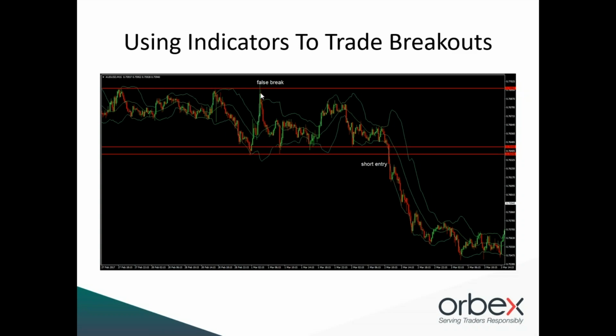Price came up on this candle here, and on the second candle came straight back down and closed inside the Bollinger Bands. So looking at both structural support and resistance and looking at the Bollinger Bands can be a really effective way of building a multi-layered view of the market and helping you to get into better trades and helping you to stay out of poorer trades.